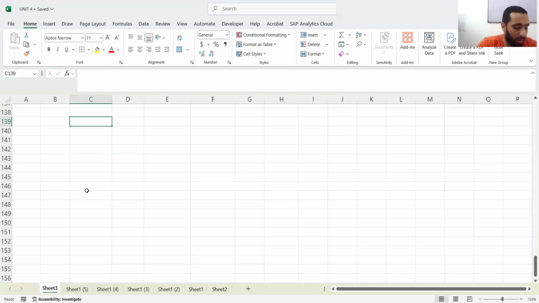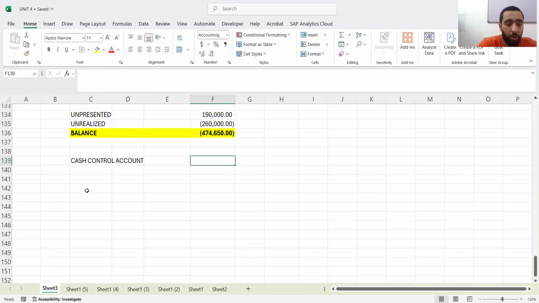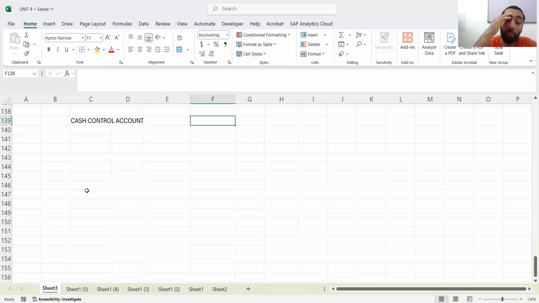The cash control account of ABC Limited has recorded an overdraft balance, question number 5, of 280,000. Overdraft balance of 280,000. Now, is this positive or negative? Can someone please tell me? Rizma, is this 280,000 positive or negative?